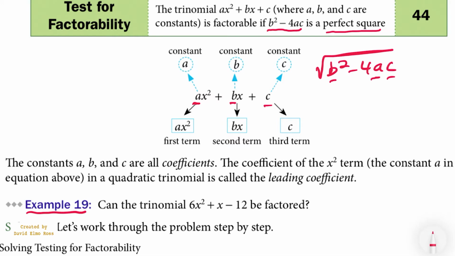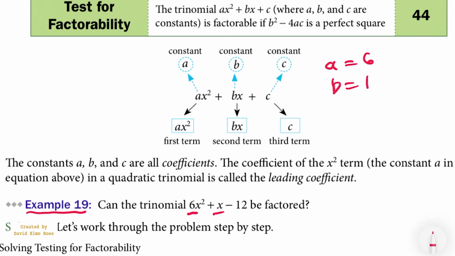What we're going to do is take a look at example 19 and use these values to plug in and see if that particular trinomial, 6x squared plus x minus 12, is indeed factorable. So in this case, 6 is our a, 1 is our b, and minus 12 is our c.